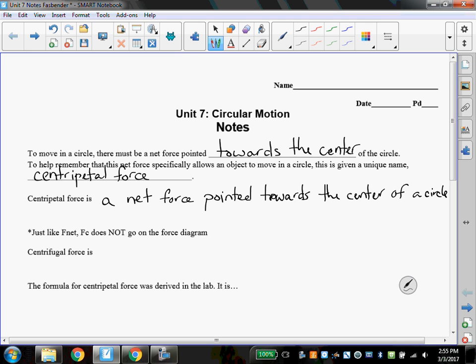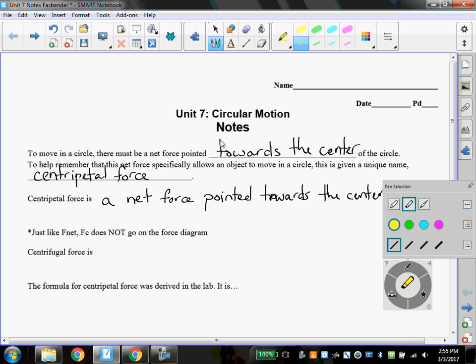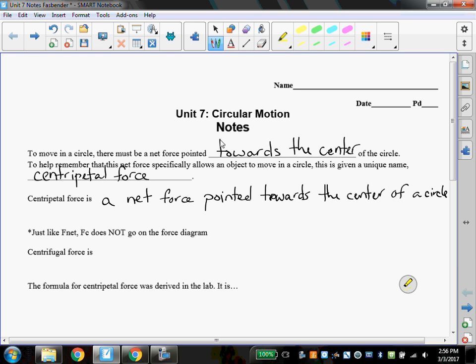Now, really, centripetal force is just a fancy name for net force. All of the rules that we had for net force earlier this year will apply to centripetal force. And one of those rules that we should keep in mind is the fact that just like the net force, we will not put centripetal force on a force diagram, right? Forces are made up of things like friction, applied force, tension, gravity, and when we want to find the net force, we would just add them all together and find out what was left over. That's what we call the net force.